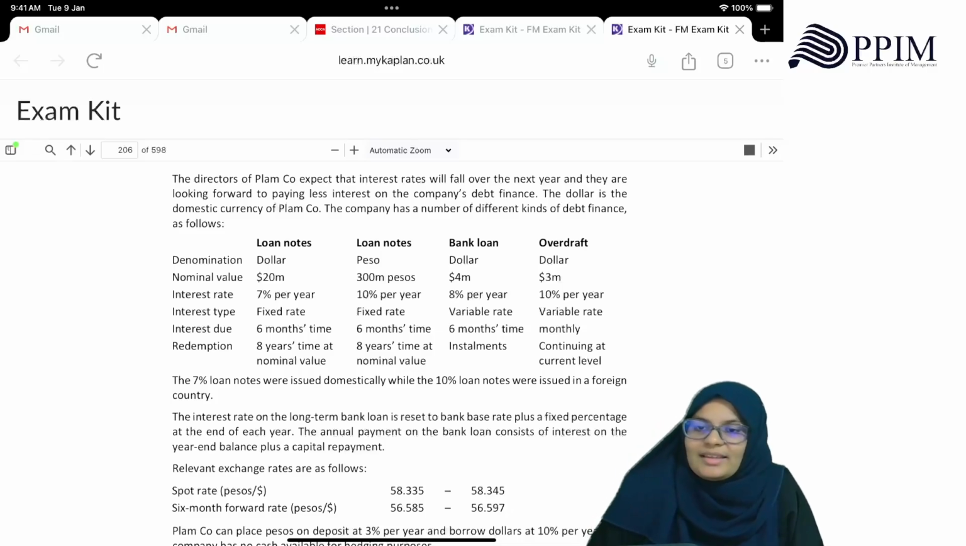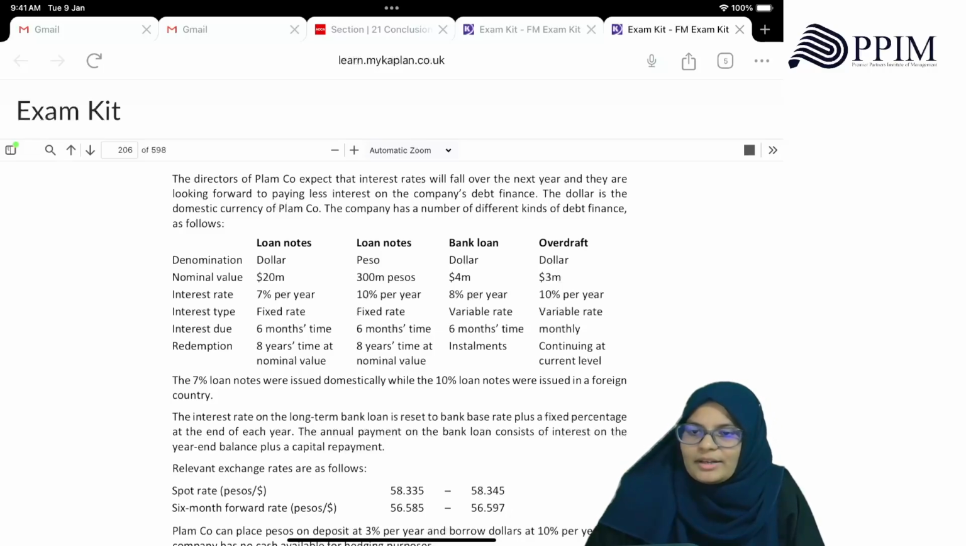Okay. Then there is another loan note. Denomination is in pesos. Now for some reason they have taken it in a foreign currency. Okay. Nominal value is 300 million pesos. Interest rate is 10% per year. Again fixed rate, interest due in 6 months' time. Redemption is in 8 years' time at nominal value.